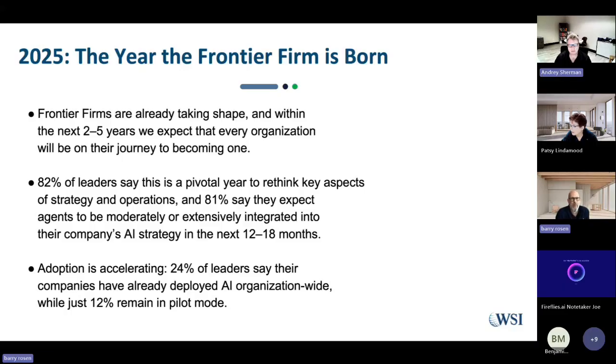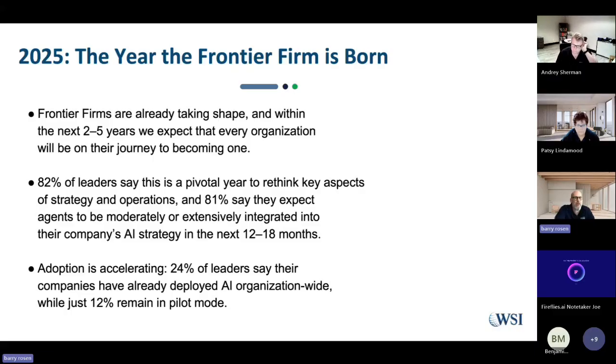Within the next 2 to 5 years, every organization will be on their journey to becoming a frontier firm. 82% of leaders say that this is the pivotal year that they're going to rethink the key aspects of their strategy and operations. And 80% say they expect agents to be moderately or extensively integrated into their company's AI strategy in the next year to 18 months. So we're looking at 2026 and early 2027.